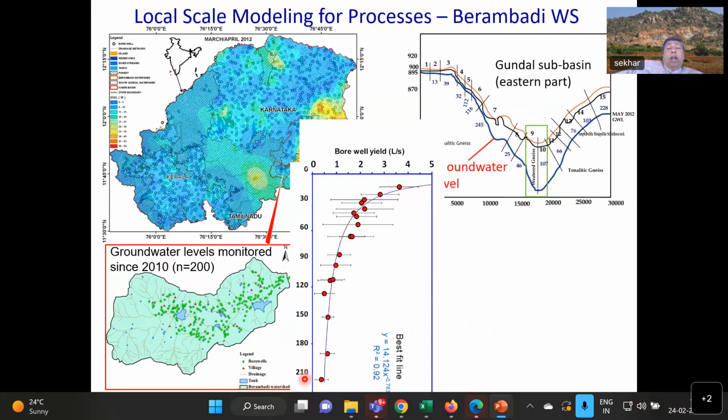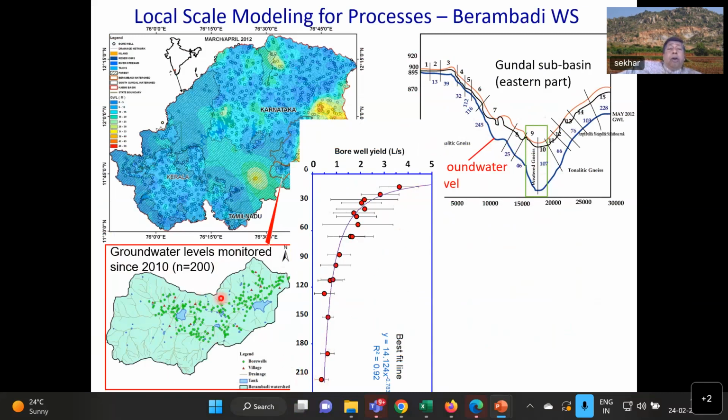So 200 feet is about 55 meters, and you get a very low yield of 0.5 liters per second. That means depleting groundwater has no benefit. One needs to look at management, artificial management plans.